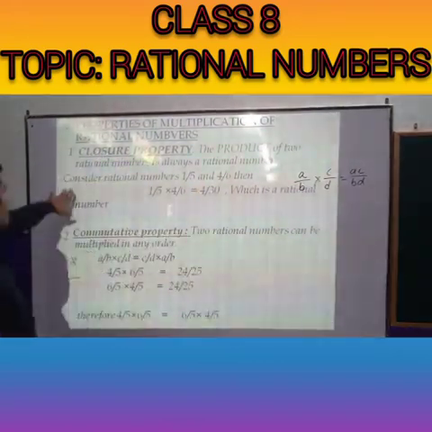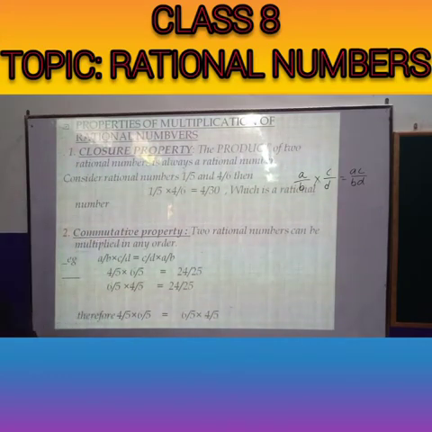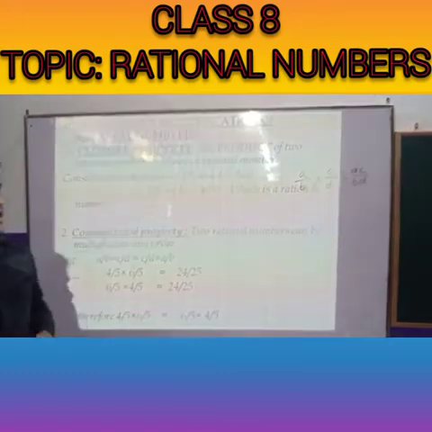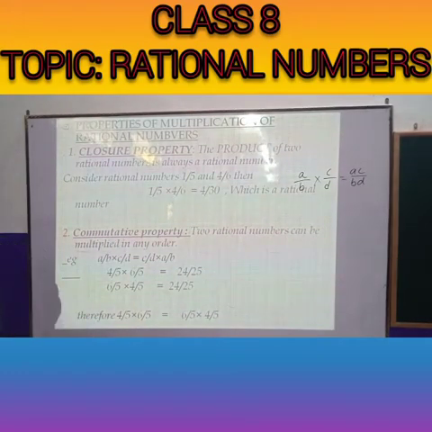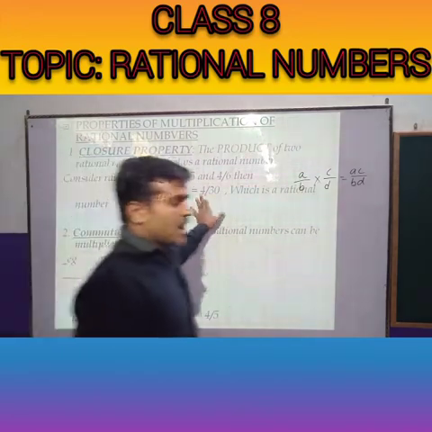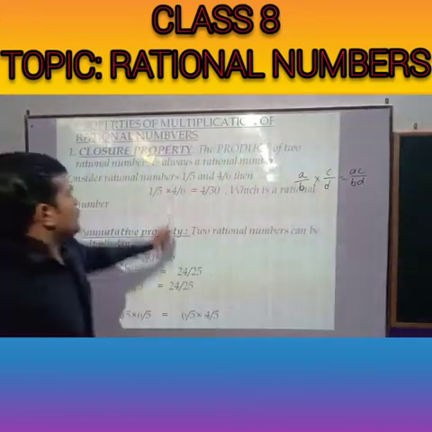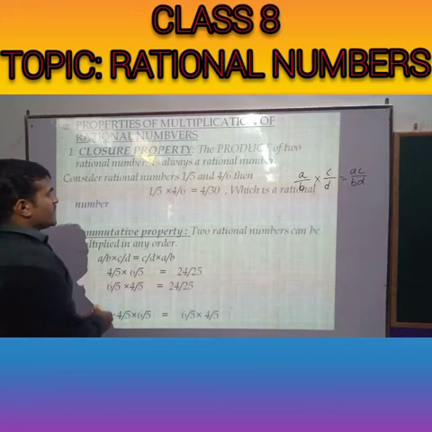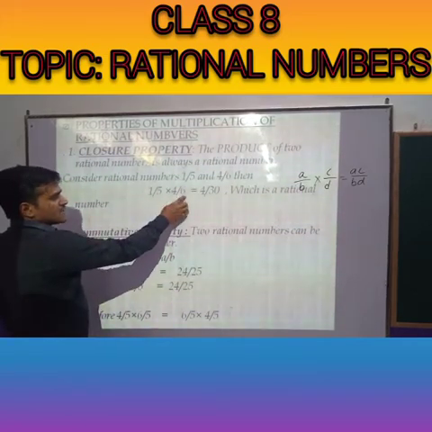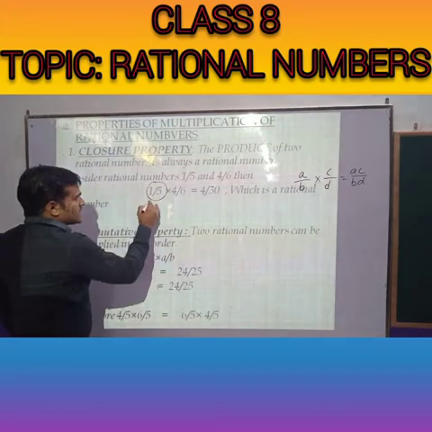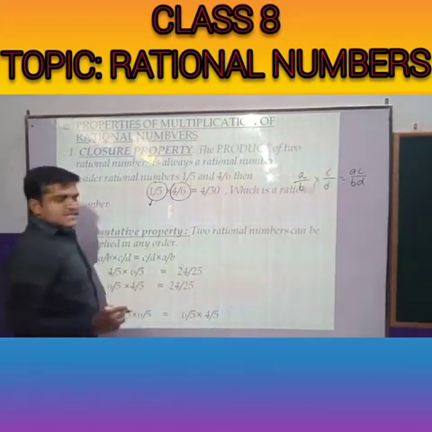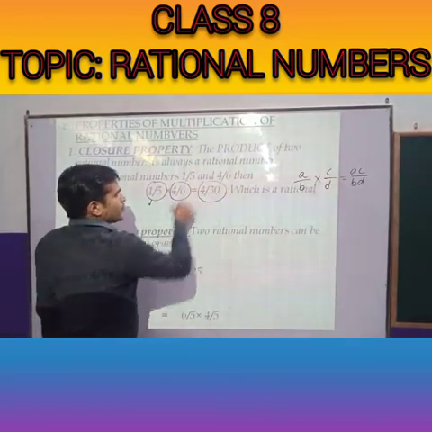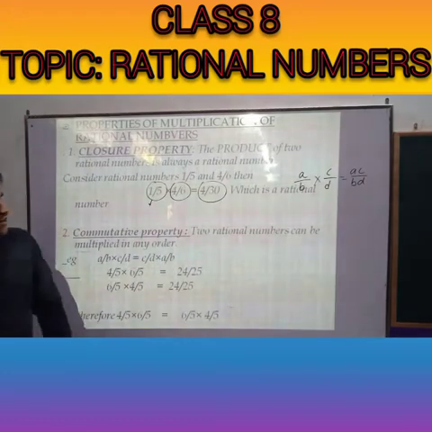So first, closure property. The product of two rational numbers is always a rational number. Let's see. Consider two rational numbers 1 upon 5 and 4 upon 6. Then 1 upon 5 multiplied by 4 upon 6. So we get 1 times 4 is 4, 5 times 6 is 30. 1 upon 5 is a rational number, 4 upon 6 is also a rational number. When we find the product, we get 4 upon 30, which is also a rational number.